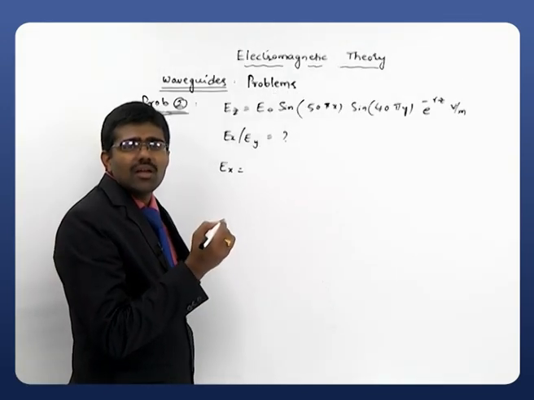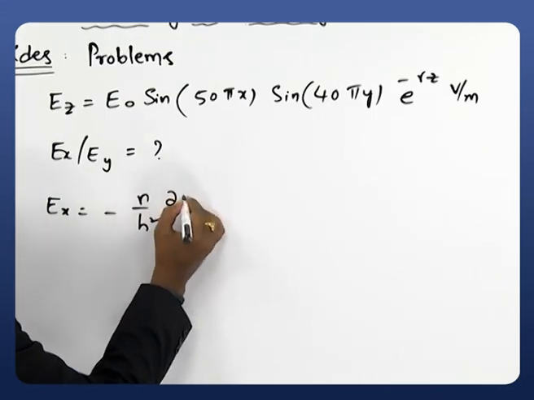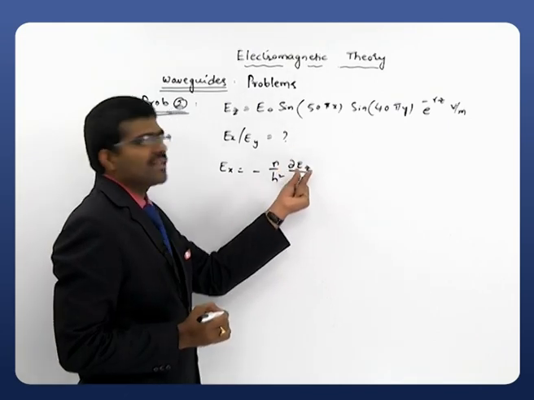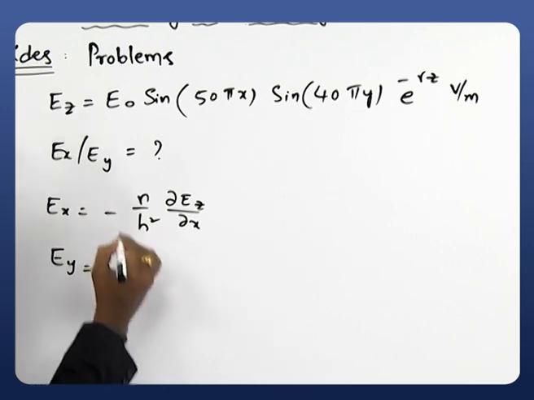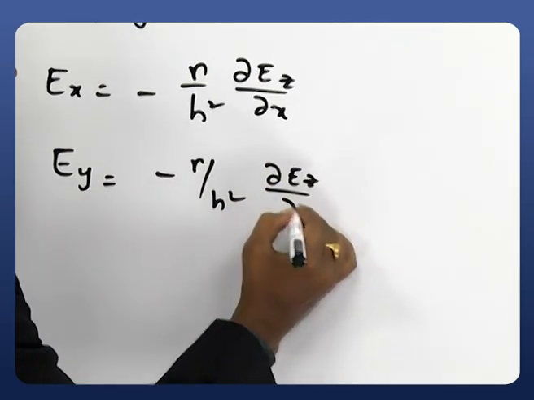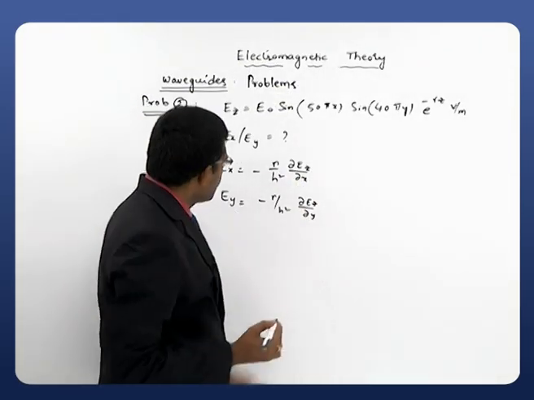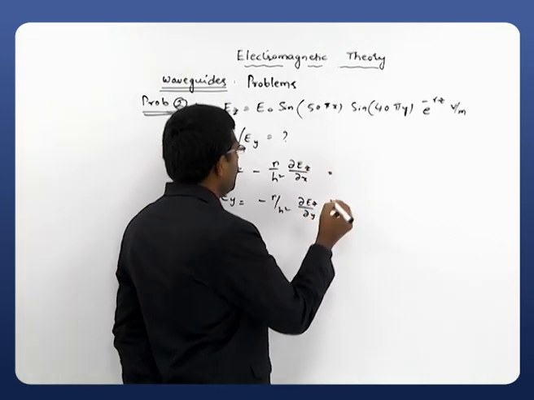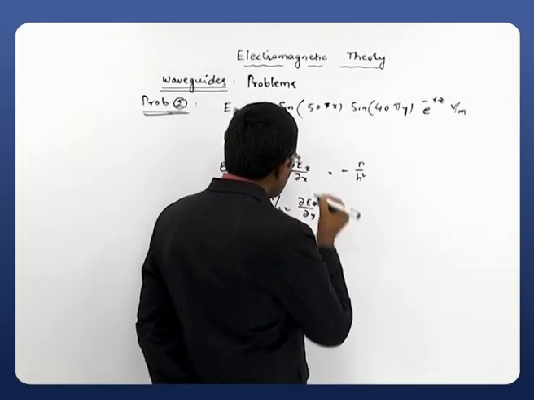What is the equivalent equation for Ex after putting Hz = 0? Simply Ex = -γ/h² ∂Ez/∂x. Similarly, what is Ey? Ey = -γ/h² ∂Ez/∂y. So these are the equations. Now just substitute Ez here and obtain Ex and Ey, where Ex = -γ/h² ∂Ez/∂x.